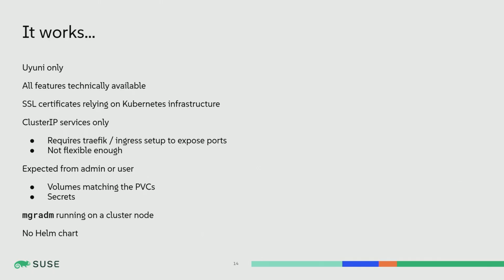We're expecting a few things from the admin or, at least, the user. So volumes, obviously. But if you're using a storage class that's auto-provisioning volumes, you don't need to bother the administrator. Just use that storage class. And the user needs to provide secrets also for the credentials, for things like that. So that's already there. For now, mgradm is still running on the cluster node. Too bad. And now there's no more Helm chart. Well, the Helm chart is built, it's published, but it's not used anymore. So this is something to address.